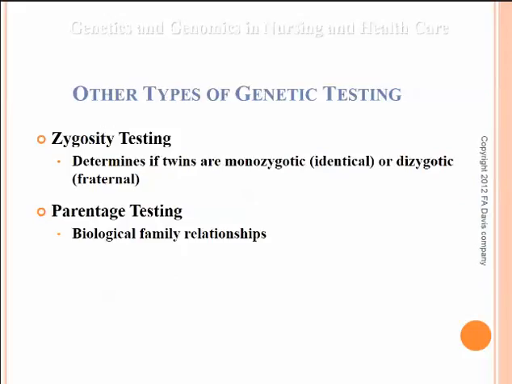Other types of genetic testing, zygosity testing, I think that's how you say that. It determines if twins are identical or fraternal. And of course, parentage testing or paternity testing, which will look for biological family relationships, testing paternity. It used to be really difficult and expensive, and now it is pretty available and easy to obtain.